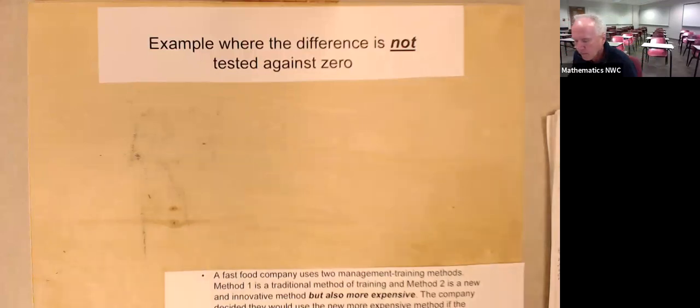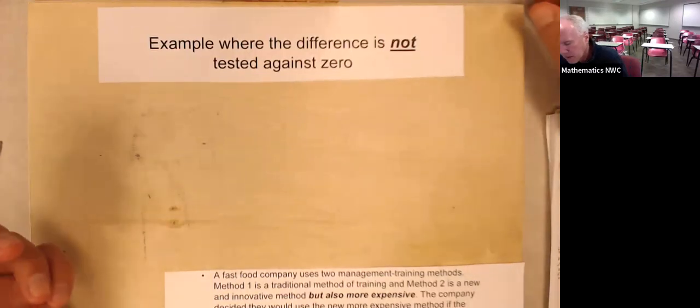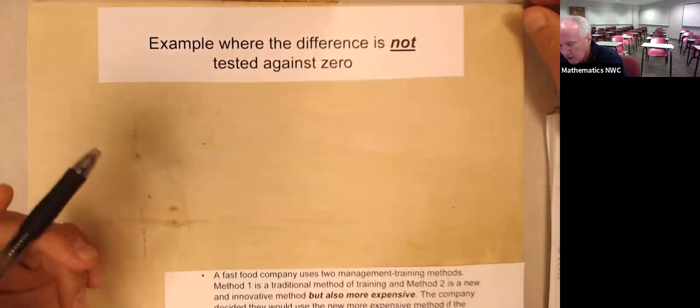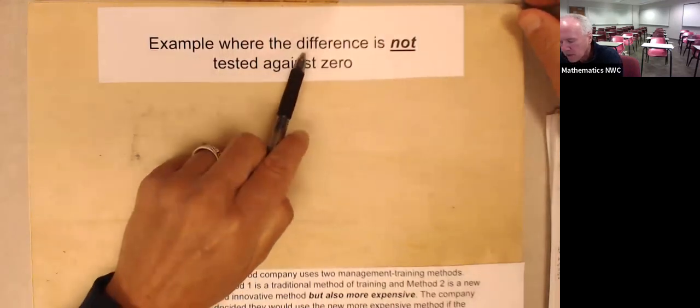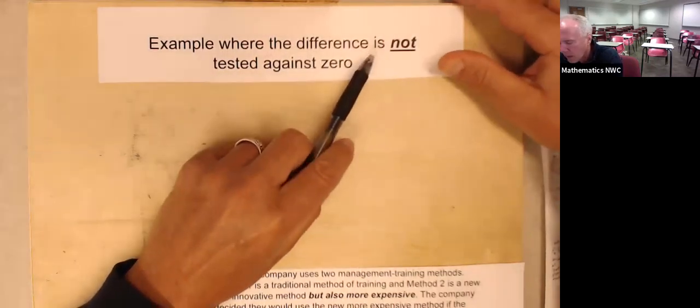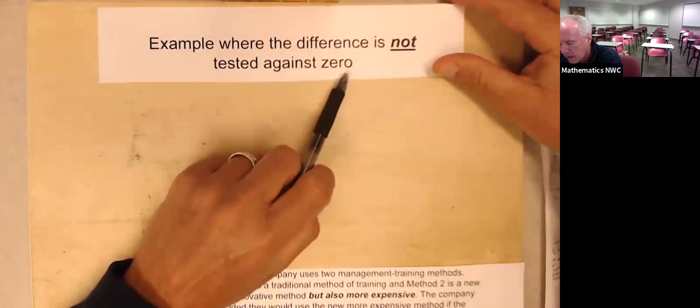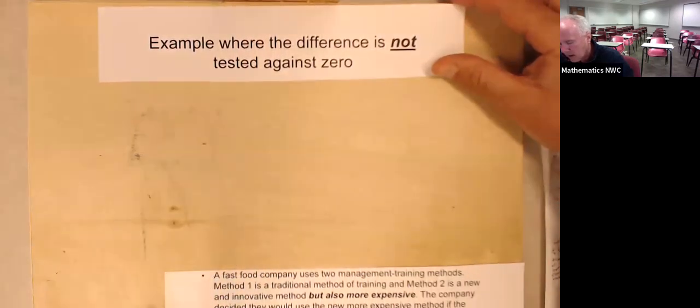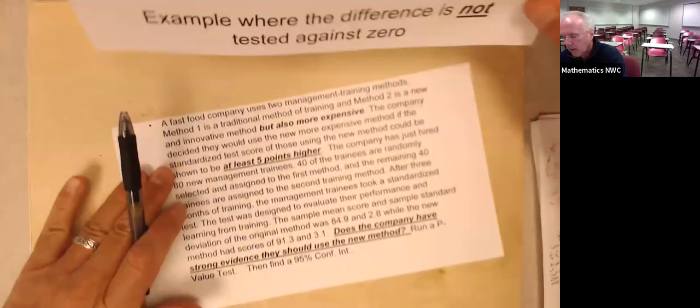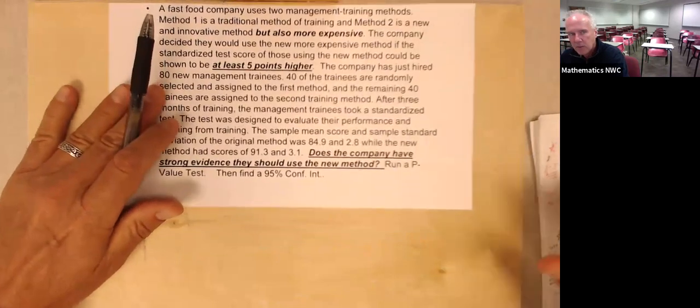Welcome, class. We left off running hypothesis tests for two populations where we were testing the difference against a zero. That is the most common. Every once in a while, we'll have a problem where we're testing against a number that is not zero. Here's an example of that. I'll let you read that a moment.